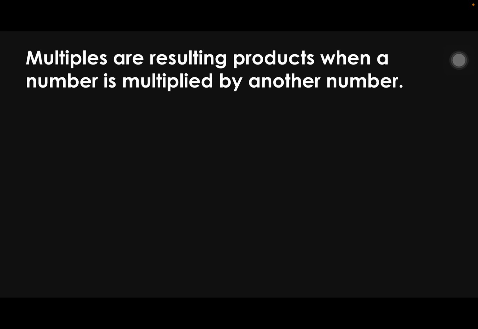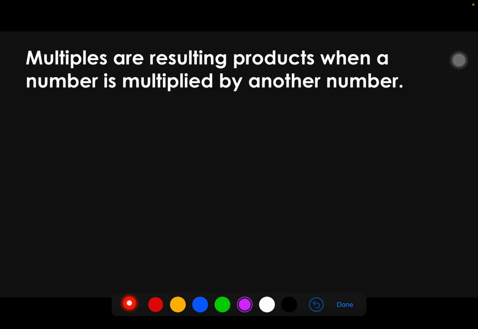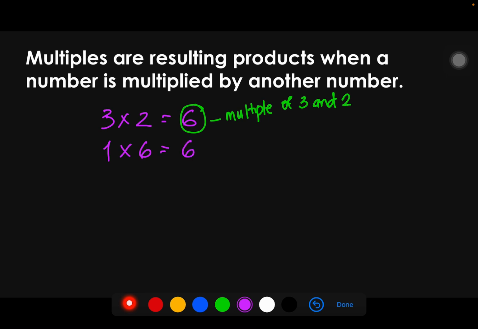What are multiples? Multiples are resulting products when a number is multiplied by another number. So let's try to give examples. 3 times 2 is equal to 6. So with that being said, we say that 6 is a multiple of 3 and 2. Not only that, we can also say that 1 times 6 is equal to 6. With that being said, I can also add here that it's not only a multiple of 3 and 2, but also 1 and 6.